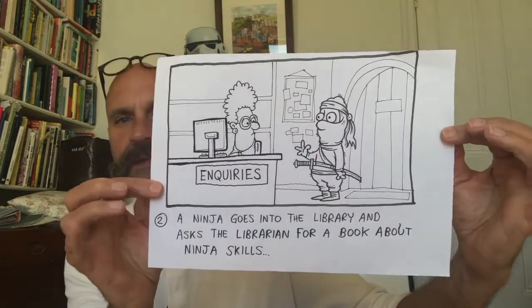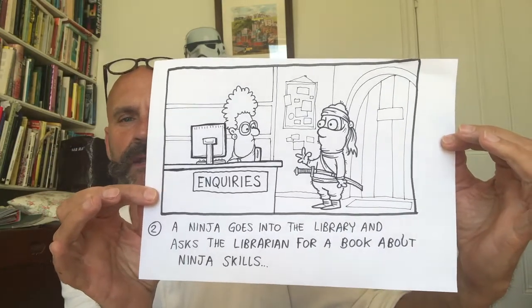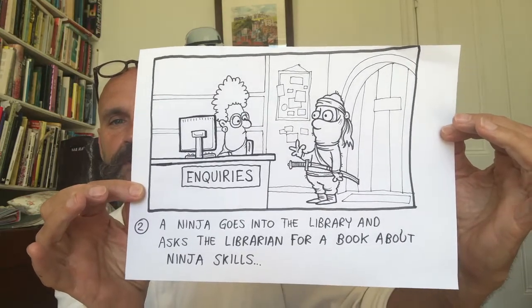And in the second one, I used the ninja. He's going into the librarian there and he's asking her if she's got a book on ninja skills. He wants to brush up on his ninja skills. He feels he's getting a bit rusty. So he asks her if she's got a book on ninja skills.